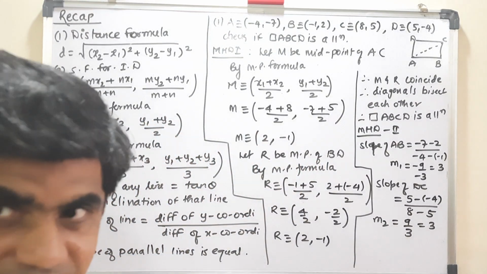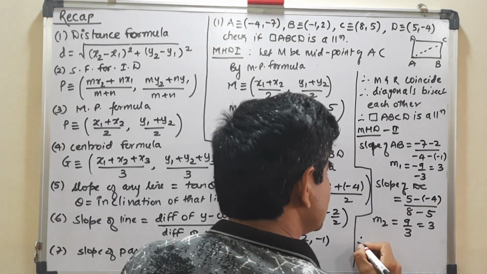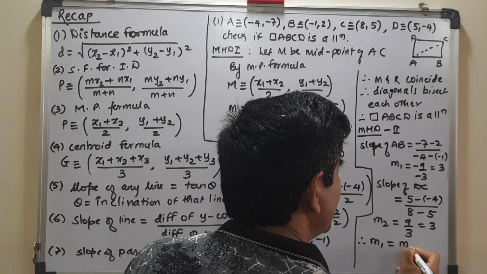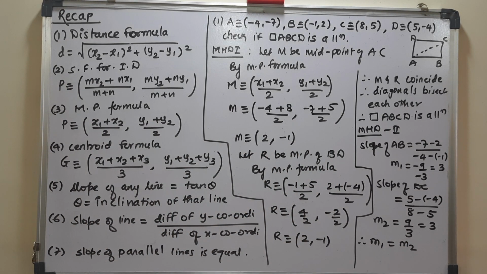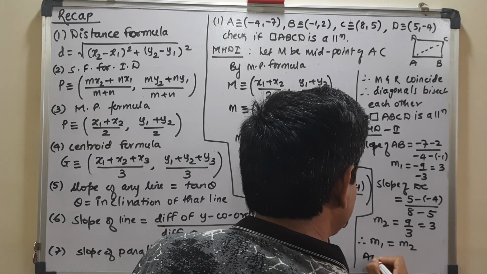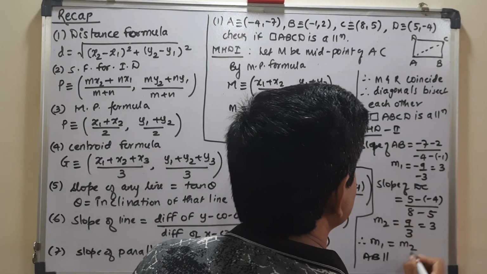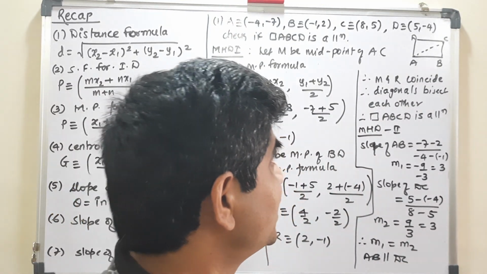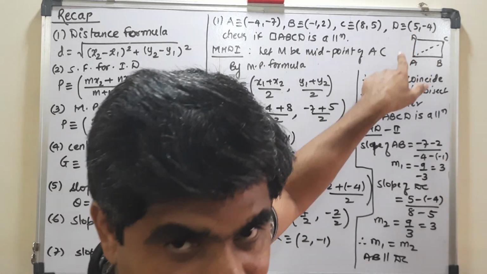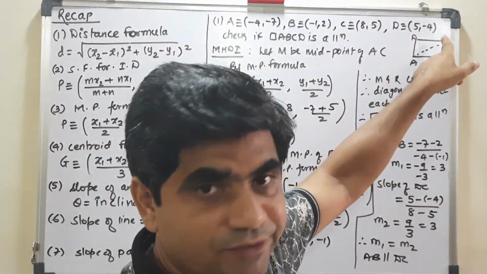So what I will say here is, since M1 is equal to M2, that means those lines are parallel to each other. So lines are parallel, that means AB is parallel to DC. Proceeding in the same way, I will find the slope of AD and then the slope of DC.